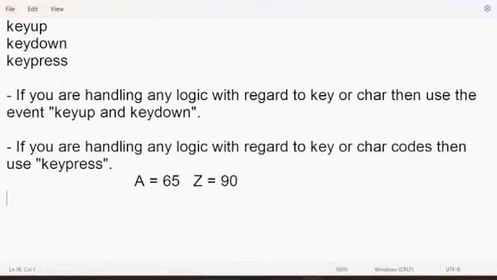If you are writing any logic in relation to codes, then key up and key down will not be correct, because key up and key down will not return key codes. If they don't return key codes, then you cannot use any logic related to key codes by using which events? Key up and key down.